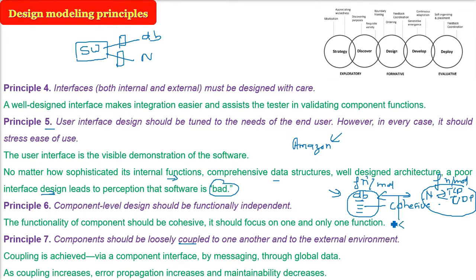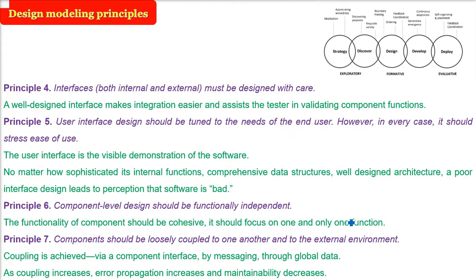So as the coupling increases, the error will propagate and the maintainability will be less. So cohesiveness is for a function, for a module. Coupling is between two modules. Cohesiveness should be strong, coupling should be less.